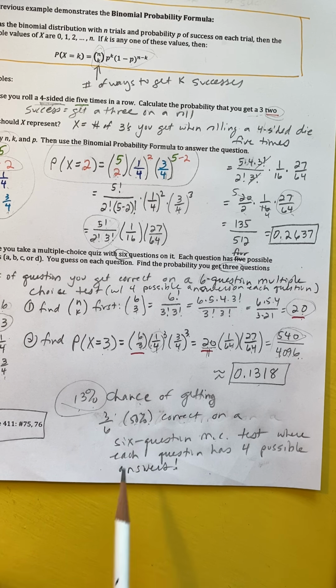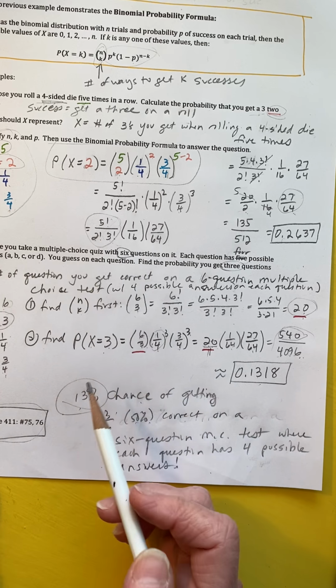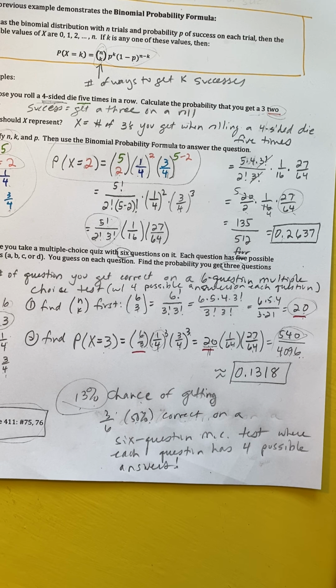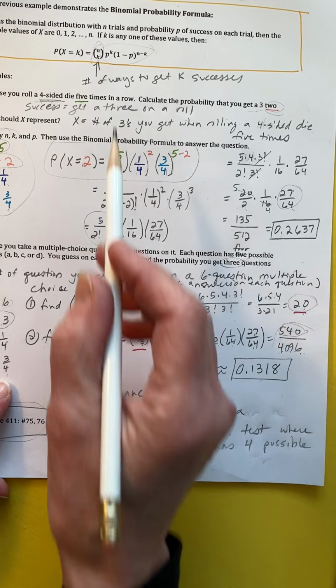So your homework is to try these 2 problems, which are similar to these. They're binomial situations where you have to calculate a probability of a certain number of successes, using this formula.